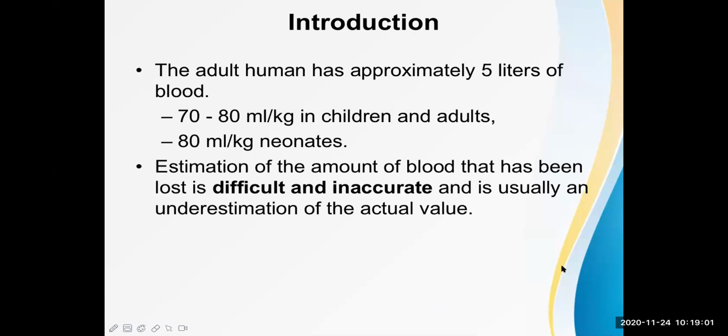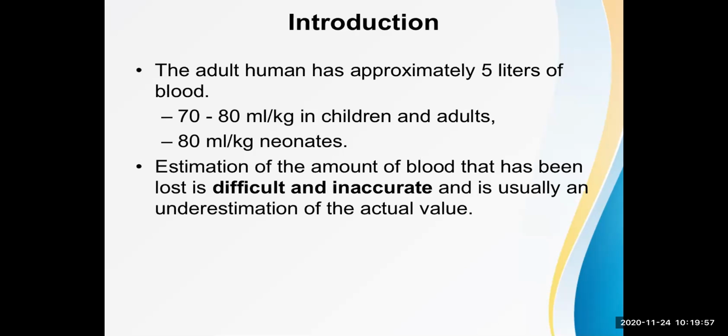The adult human has approximately 5 liters of blood. This is an average. Some people may have more blood than this, some have even less. It depends on the body weight. So one very rough guidance is 70 to 80 ml per kg of blood in children and adults, and 80 ml per kg in case of neonate. Roughly, we say we have around 8% of our body weight as blood. So if a 50 kg person is there, that person has roughly 4 liters of blood, because 8% of 50 kg is around 4 liters. This is how you quickly find out how much blood is there in the patient's body.